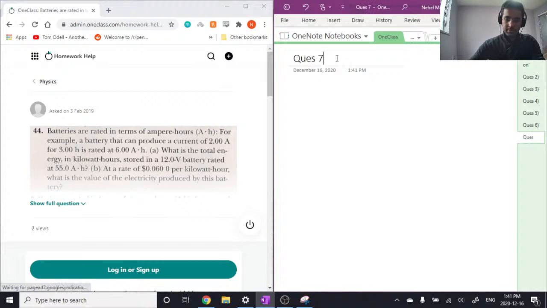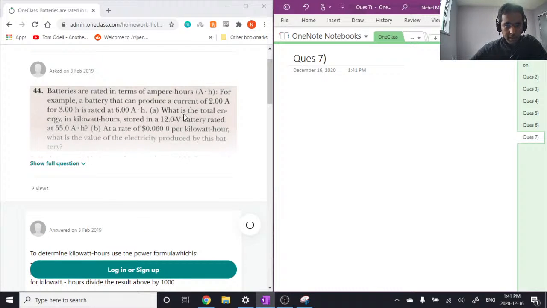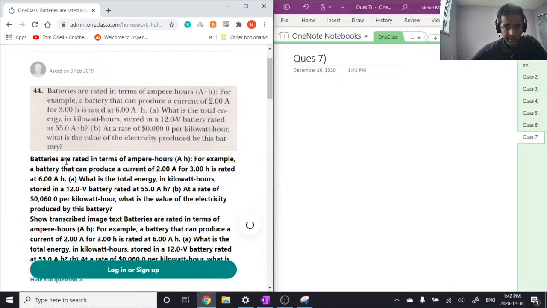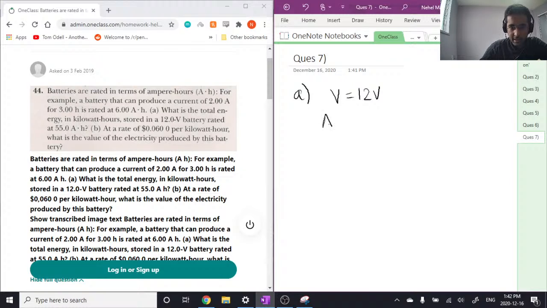Okay, next up, question number 7. Batteries are rated in terms of ampere hours. For example, a battery that can produce this much current is rated at this many ampere hours, so that's okay. What is the total energy in kilowatt hours stored in our 12-volt rated battery at this many ampere hours? Okay. So for this question, we're given a battery which has V equals 12 volts, and it's rated at 55 ampere hours.